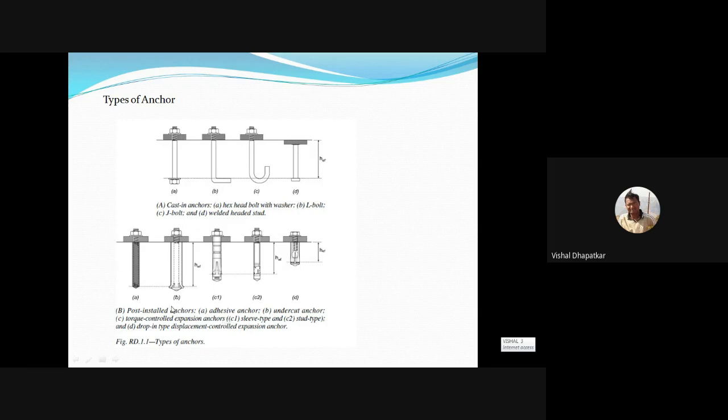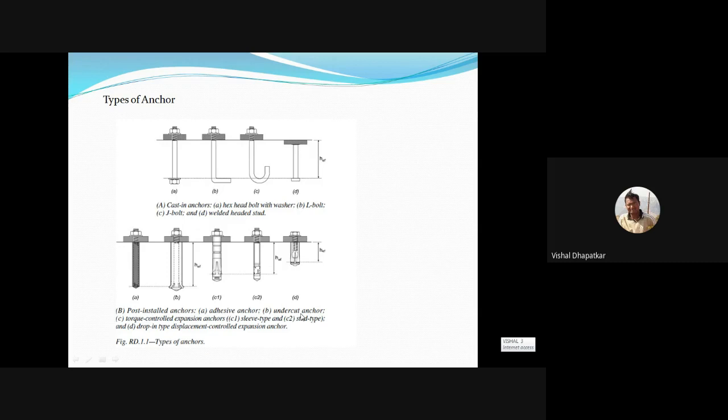So what are these types? One is adhesive anchors, then undercut anchors, torque controlled expansion anchors, sleeve type anchors, and stud type and drop-in type displacement control expansion anchors. So these are the various types of anchors. Sometimes the sleeve is already cut, and once the sleeve is inserted, these anchors are torqued, rotated or tightened, so that the sleeves expand and provide resistance against tension.